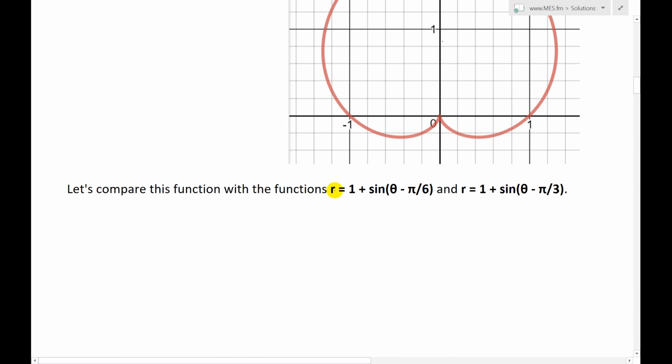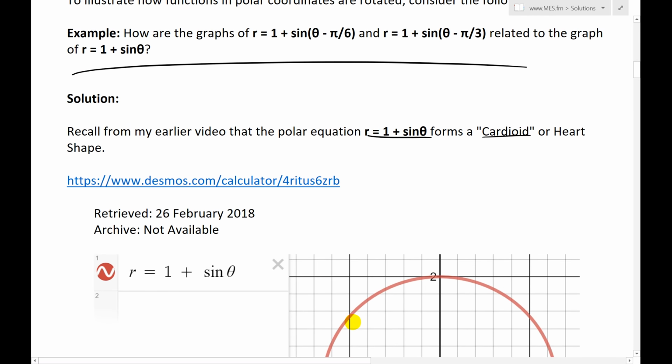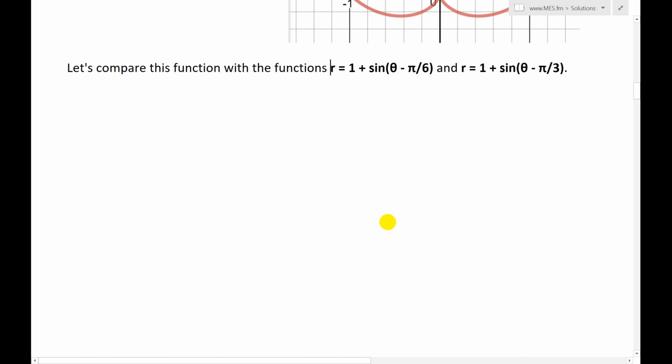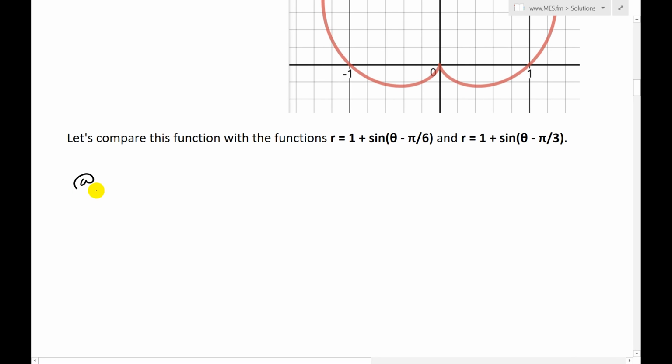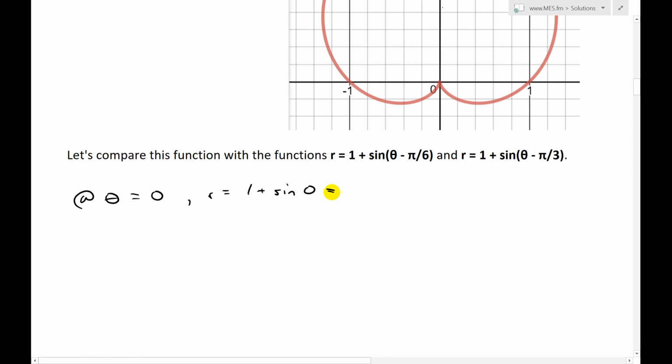So now let's compare this function with the functions r equals 1 plus sine of theta minus pi over 6 and r equals 1 plus sine of theta minus pi over 3. Yeah, so there are the exact ones we're trying to graph. First off, what we'll note is at theta equals 0 for the basic one, we have r equals 1 plus sine 0. Remember, sine 0 is just 0.